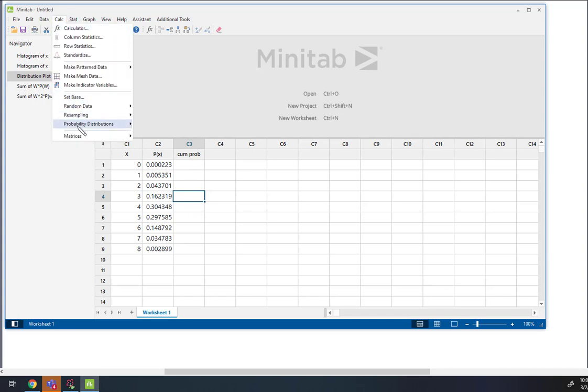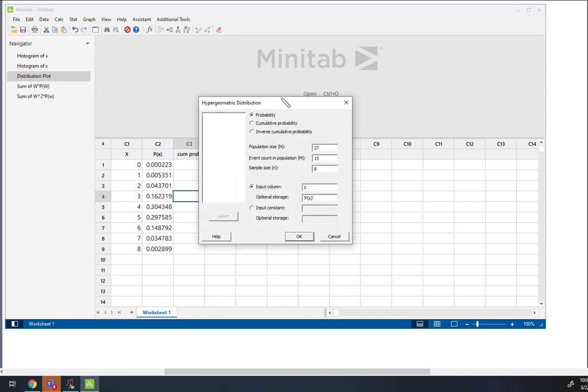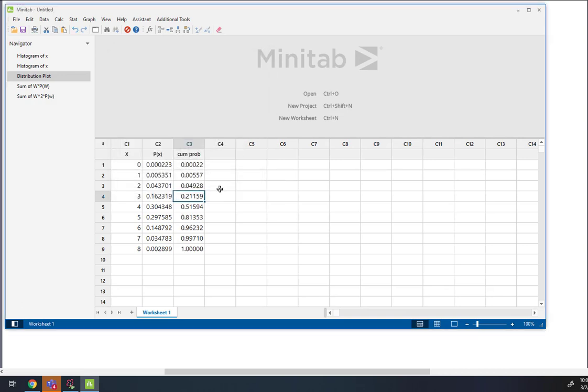We can go to Calculate, Probability Distributions, Hypergeometric, and we're going to now calculate the cumulative probability, not the probability, but the cum. Population size didn't change. Event count didn't change. Sample size didn't change. The input column is not going to change, but I'm going to store these results in the cumulative probability column. So everything's okay, and there we have it.